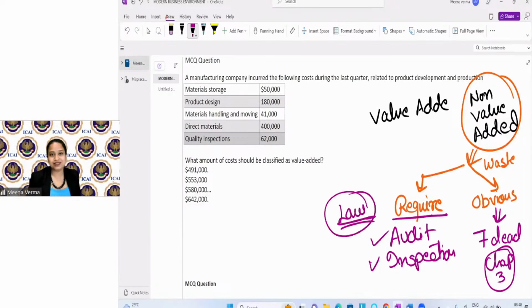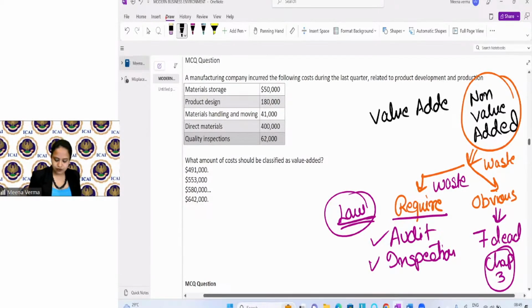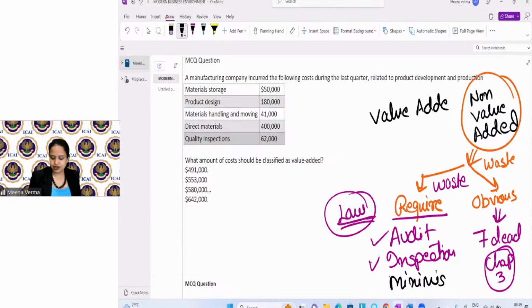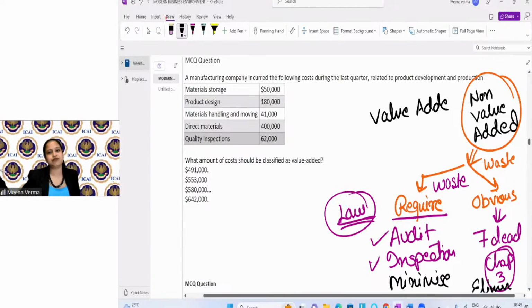But sometimes it is required in the company because government laws have made that you have to put an auditing process or inspection in the company. So because of the requirement of the law, you have the audit and inspection activities in the company, right? So this is also a waste but required. But for both, we try to minimize this waste, and we try to eliminate them completely. So obvious waste, we want completely eliminated from the organization. But implied waste, we just try to find a way to minimize.